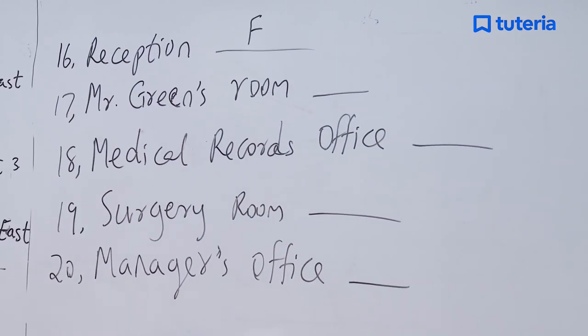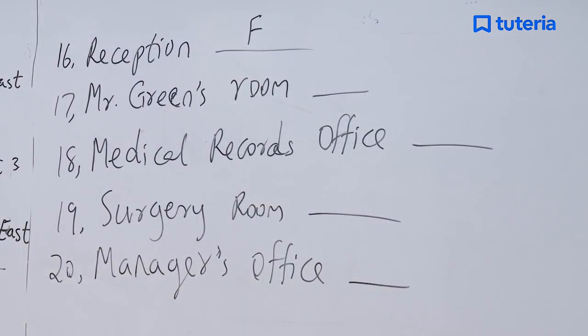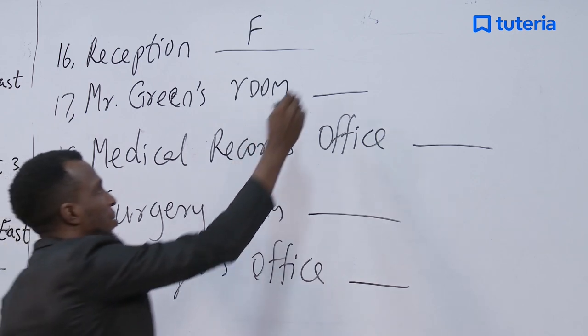Then Mr. Green's room. You need to first of all walk in through the main door and turn right by the nurse's desk. So where is the nurse's desk? Look at the nurse's desk somewhere there. So you turn right by the nurse's desk, and his room is at the end of that corridor on your left-hand side. What is that? H. So that is H.